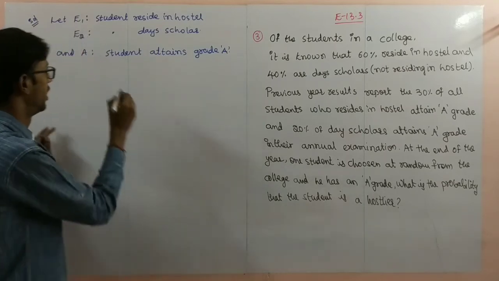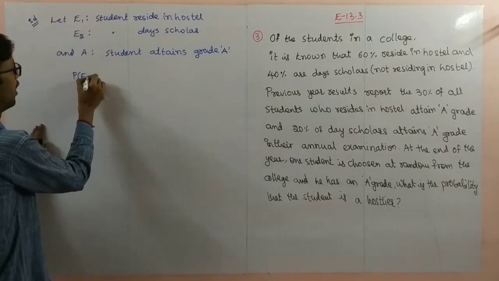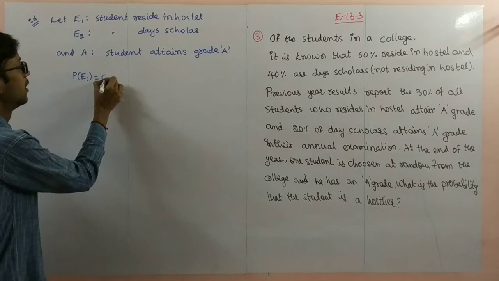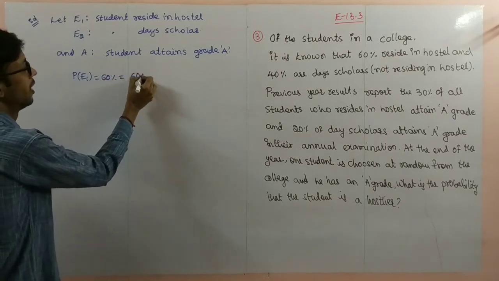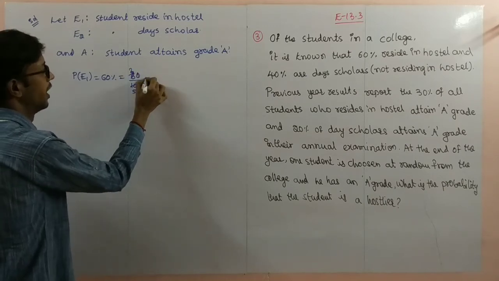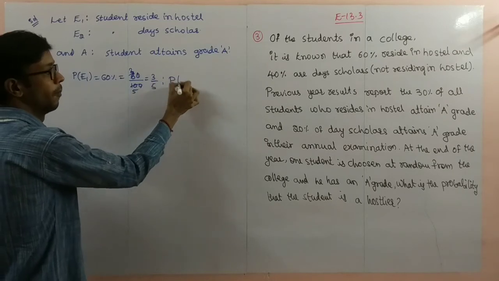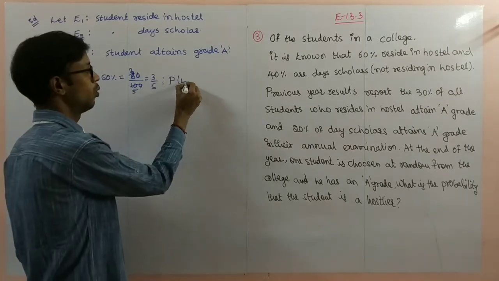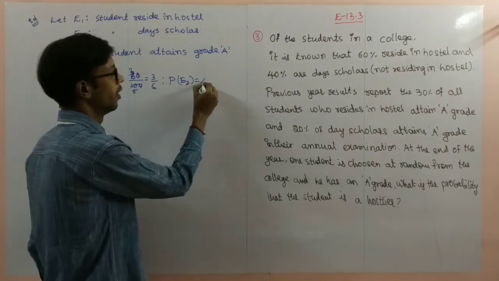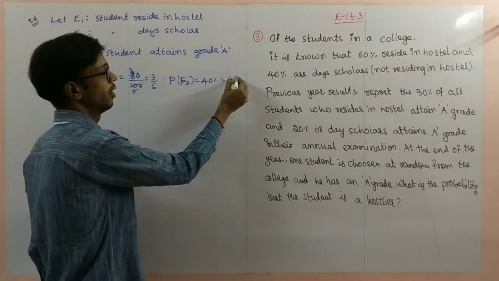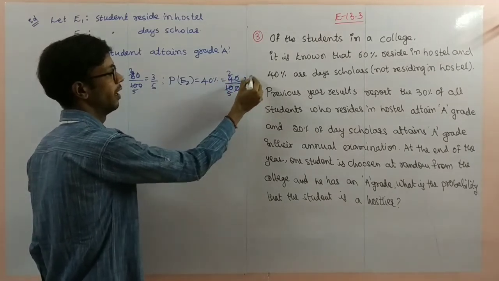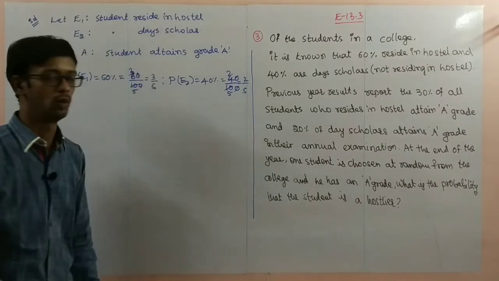Now I'll write the probabilities. Probability of E1, that means students residing in hostel. How much percentage is given? 60%, that is 60 by 100, 2 3s are 2 5s are 3 by 5. Next, probability of E2, day scholar probability. 40% students, that is 40 by 100, 2 2s are 2 5s are 2 by 5 is the probability of E2.